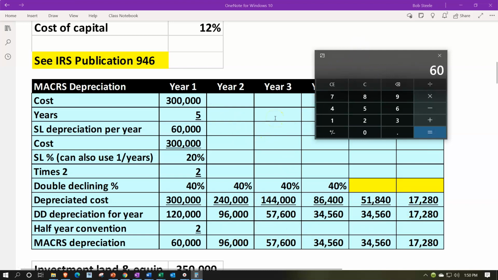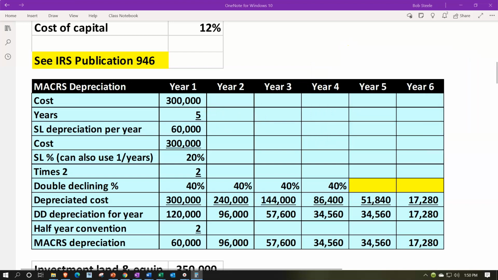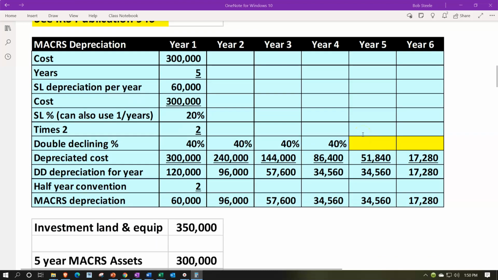Let's check it out. 60,000 plus the 96,000 plus the 57,600 plus the 34,560 plus the 34,560 plus the 17,280 gives us our 300,000. So it will then be fully depreciated on the MACRS tax basis approximately here after the 6 years.